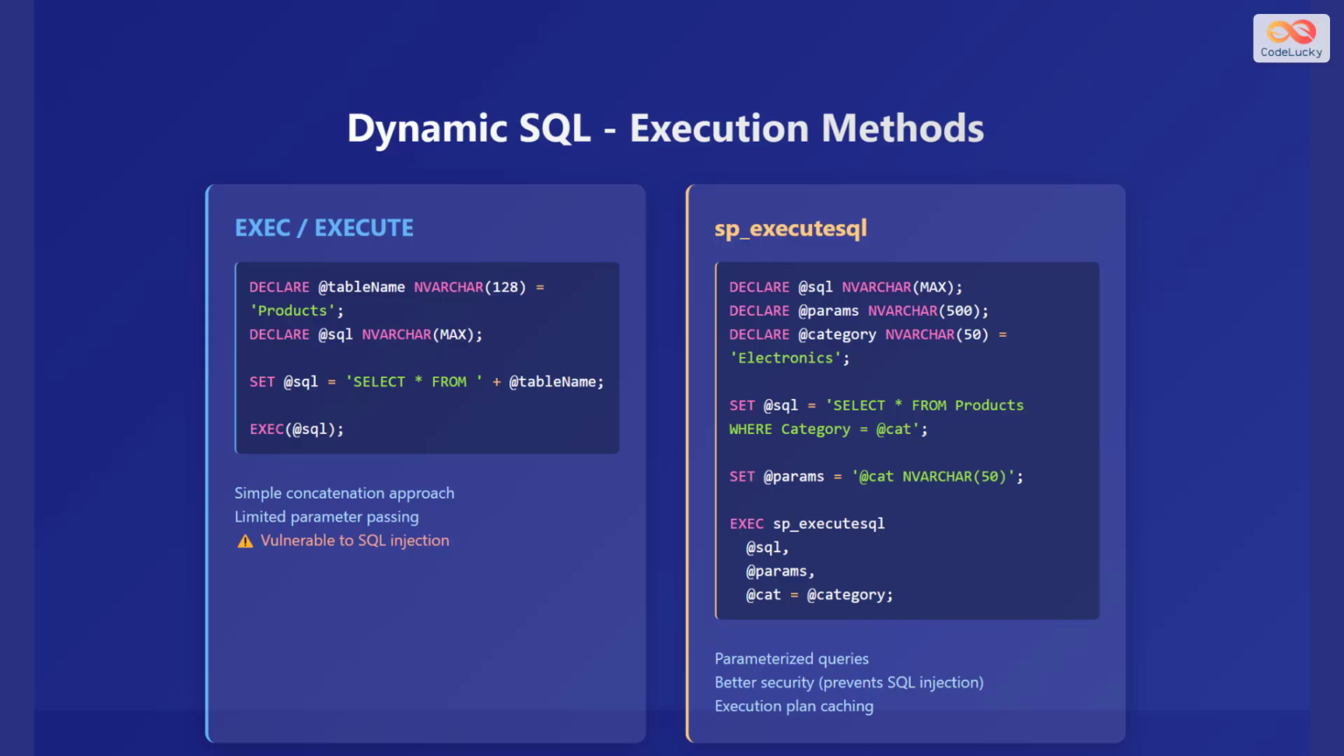Here are code examples for each method. In the exec or execute example, the table name is directly concatenated into the SQL string. This is simple but insecure. In the sp_executesql example, parameters are used to pass the category value, which prevents SQL injection.